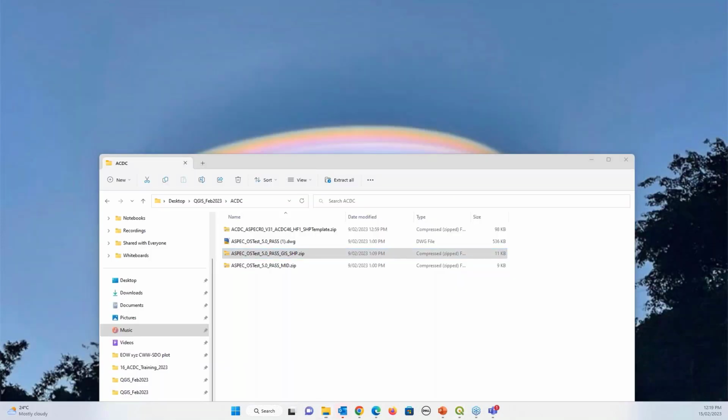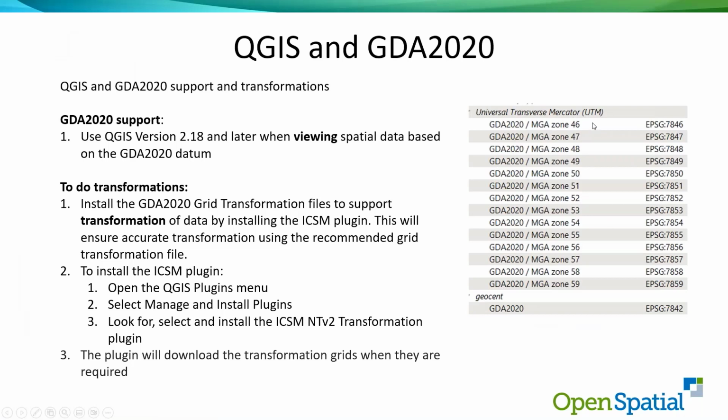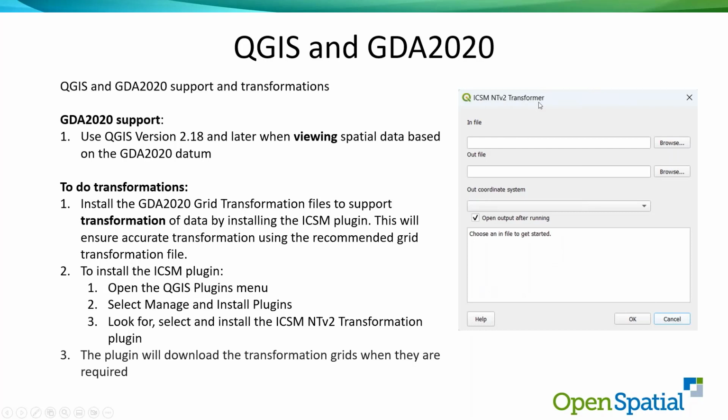The next bit is really just to show you that QGIS does contain out of the box, since version 2.18, all the GDA 2020 projections, with their new EPSG codes. It also shows that there is this plugin, the ICSM NTV2 transformer plugin, where you can pick an in file, name an out file, and then transform between all the GDA 94 and the GDA 2020 coordinate systems.